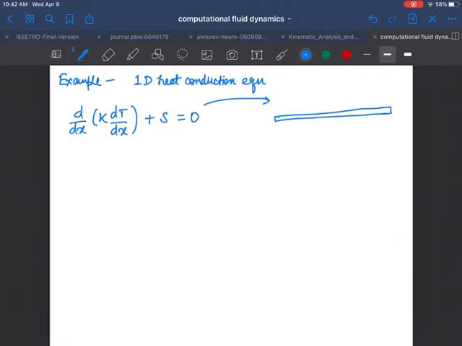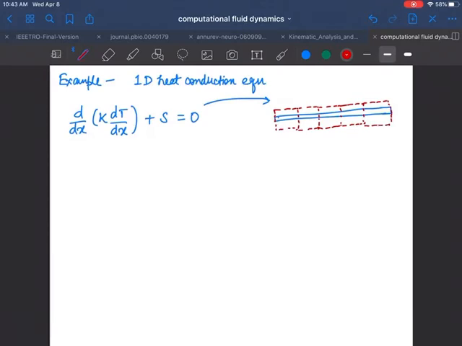Now what we are going to do is divide this domain first into some control volumes. So let's choose some control volumes. Let's suppose this is my first control volume, this is my second control volume, this is my third control volume, this is my fourth control volume, and this is my fifth control volume.